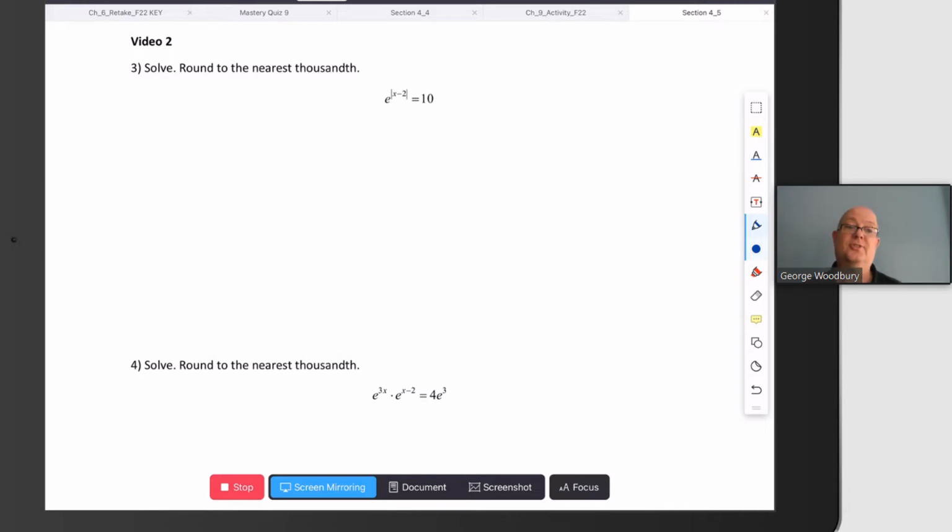Exponential equations. This is another round of that. These are a little different. Notice in the two that are on the screen and the one that's about to be on the screen, the base is e. And so an important property that we're going to use this time is the fact that the natural log of e raised to some power is simply equal to that power.